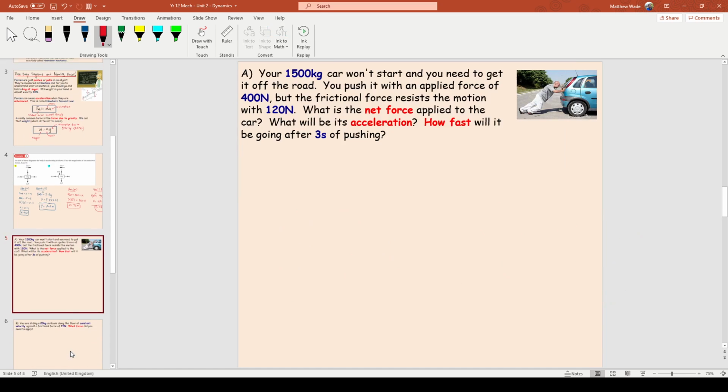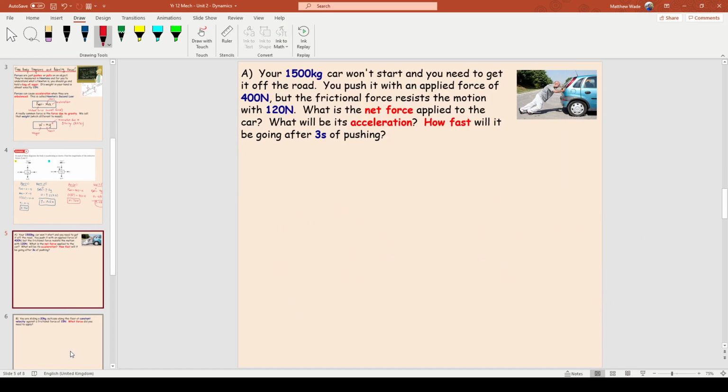Okay, right. Here we go. Starting to get way harder now, so I've jumped right into the deep end. These are more fun questions. Your 1,500 kilogram car won't start and you need to get it off the road. You push it with an applied force of 400 newtons, but the frictional force resists the motion with 120 newtons. What is the net force applied to the car? What will its acceleration be? How fast will it be going after 3 seconds of pushing? So this is like a quadruple question.